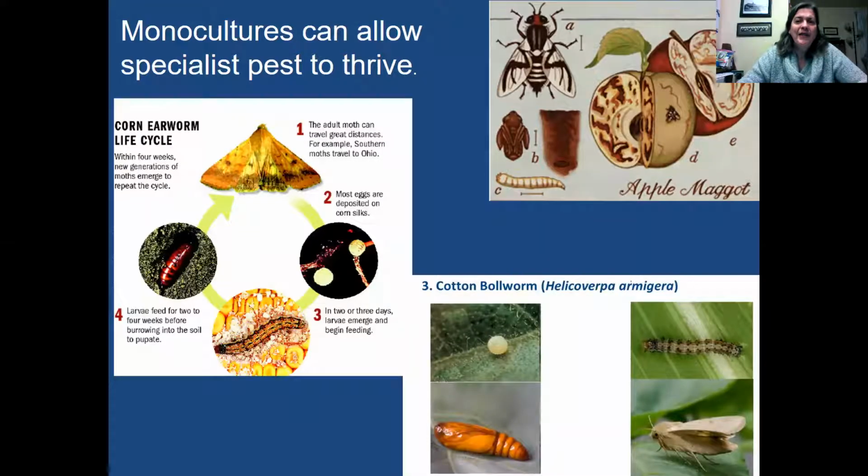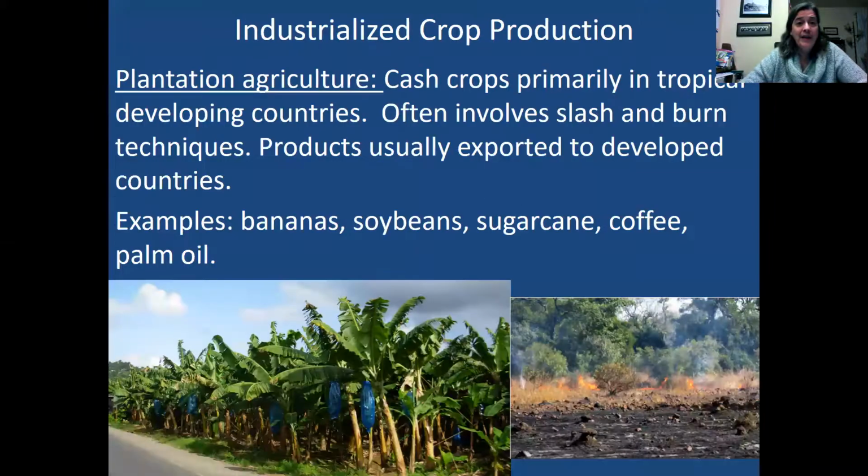Okay, and then the other thing is that if you have these monocultures, it's called coevolution, pests might evolve specialist pests that might evolve to really make use of those monocultures too. So that can be an issue.